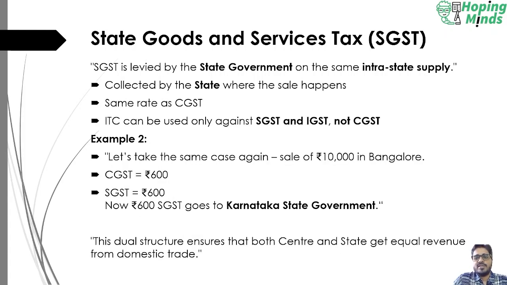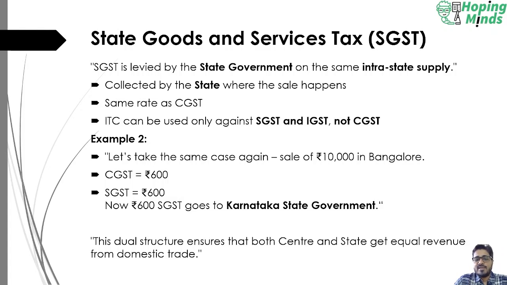State Goods and Service Tax, that is SGST. SGST is levied by the state government on the same intrastate supply. Intrastate supplies means the goods didn't cross the boundary of the state. It is collected by the state where the sale happens, and at the same rate as CGST, that is 50% will be distributed between the state and the center. ITC can be used only against SGST and IGST and not CGST. Let us again take an example.